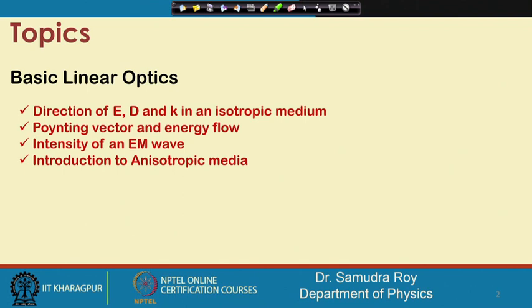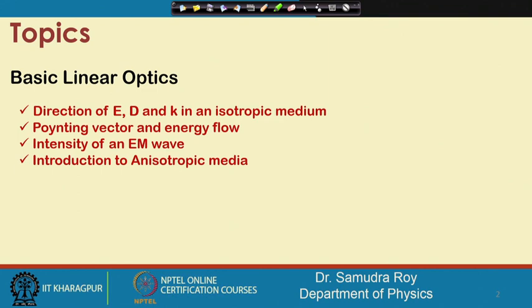Then Poynting vector and energy flow, that is very important, that when we launch an electric field into the system, how the energy is going to flow and what should be the direction of this energy, that we are going to learn. Then intensity of an electromagnetic wave.